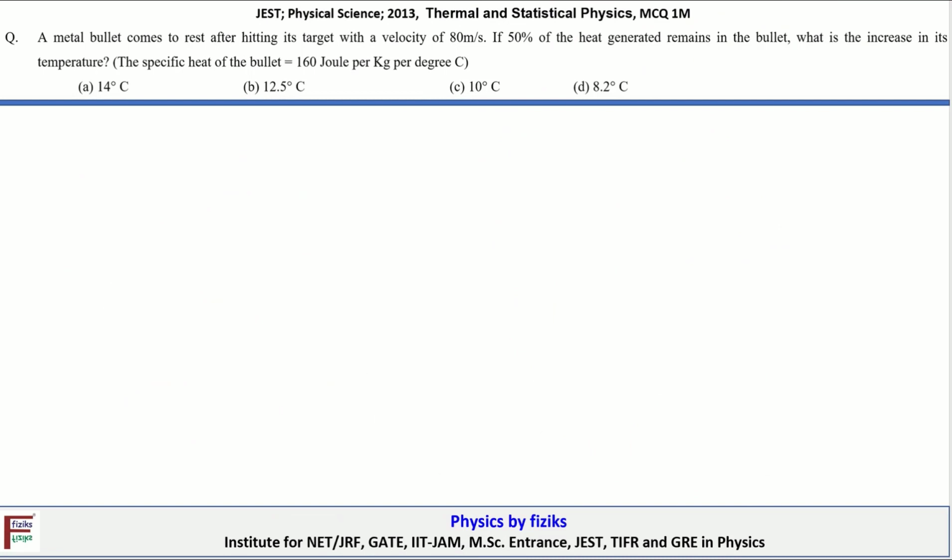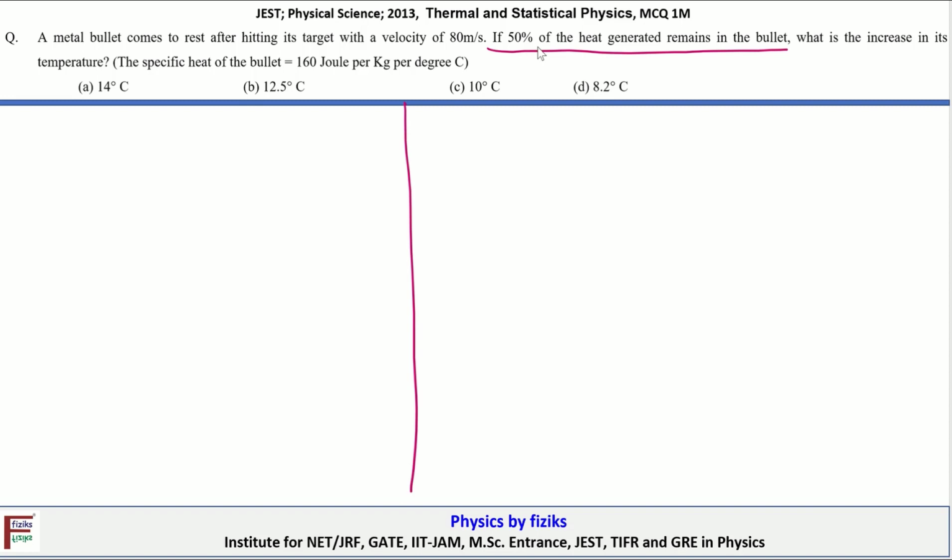So let's continue with the next problem. The statement is, a metal bullet comes to rest after hitting its target with a velocity of 80 meters per second. If 50% of the heat generated remains in the bullet, what is the increase in its temperature? Okay, so here when the bullet hits the target, there will be a complete conversion of the kinetic energy into heat basically. So it's given that only 50% of the energy is converted into heat. Okay, and then we have to find the corresponding change in the temperature of the bullet after hitting the target.